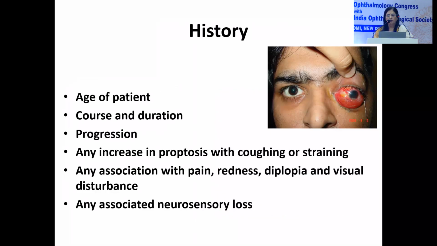Coming to history, what all points are important. The age of the patient should be noted. What was the course and duration, progression of the disease, any increase following any Valsalva maneuver, is it associated with any visual disturbance, diplopia, any pain, redness, is there any associated neurosensory loss?